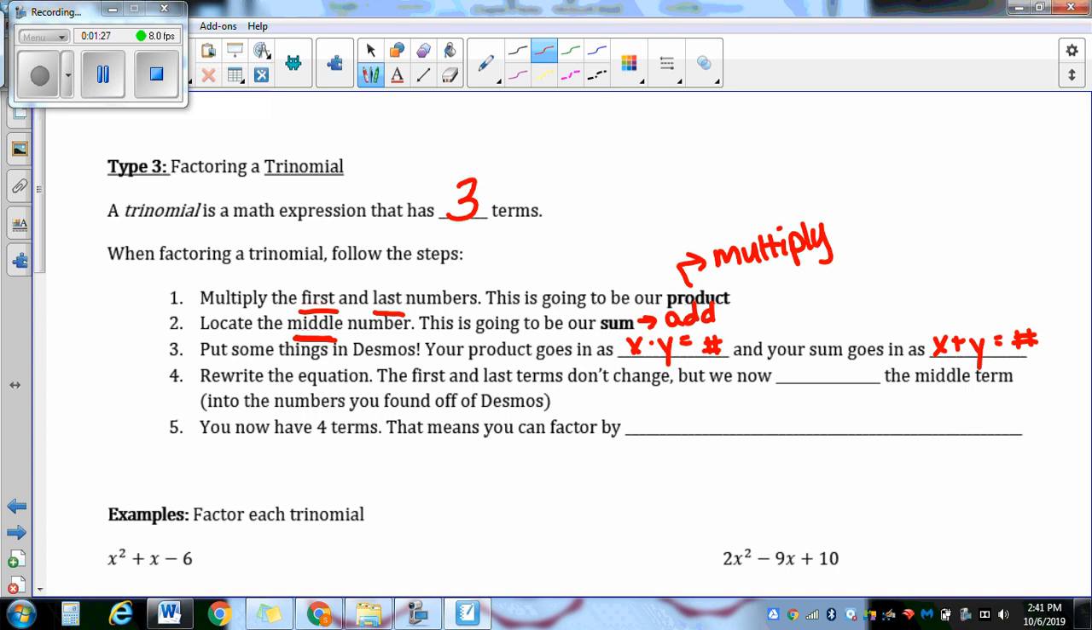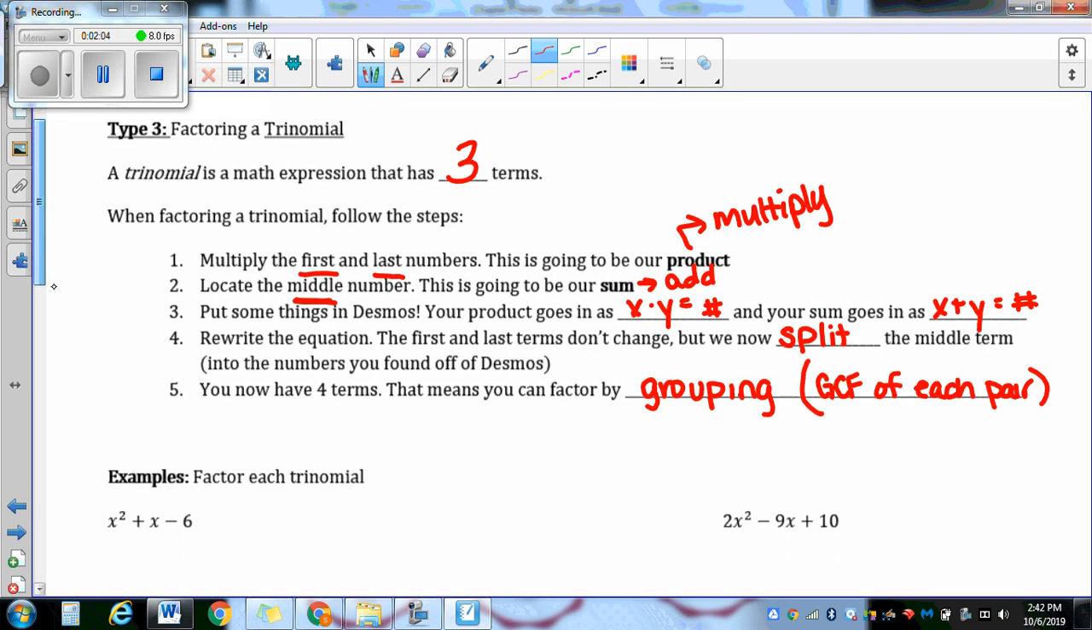Step 4 says rewrite your equation. The first and the last terms don't change, but we now split the middle term into the numbers you found off Desmos. I'll tell you what that means in just a second. And then step 5 says you now have four terms. That means you factor by grouping. And I put in my notes GCF of each pair to remind myself so I didn't have to keep flipping the page. So let's talk about what the heck that means, because I just threw a lot of stuff at you.